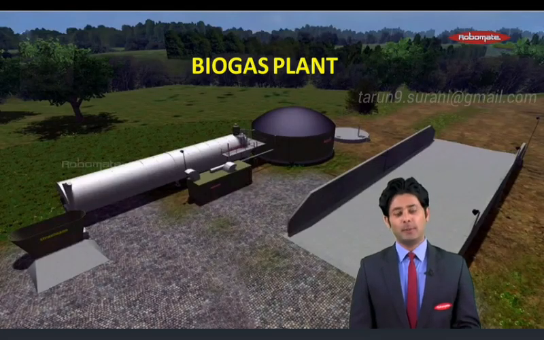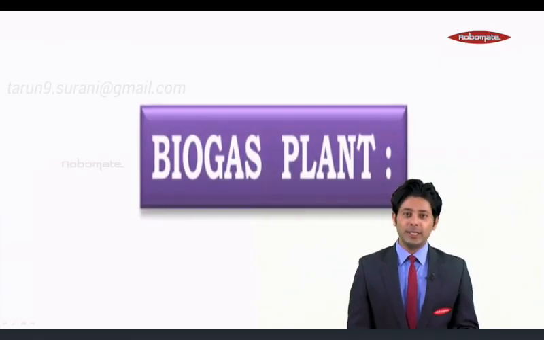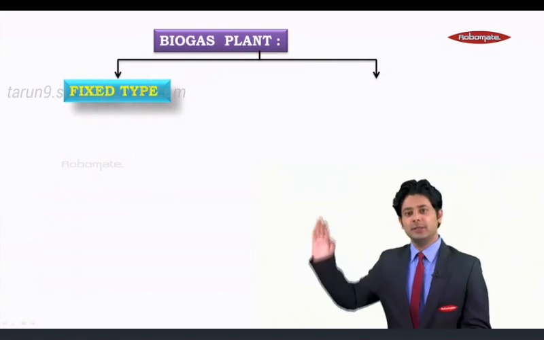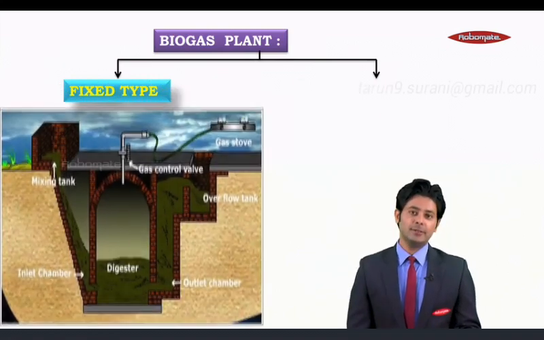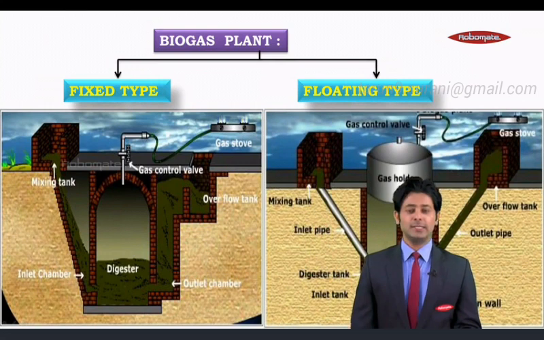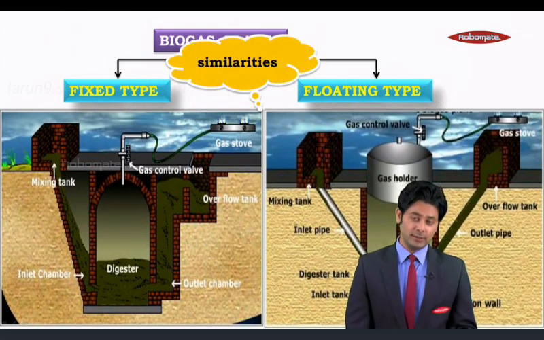Let's study about biogas plant. It is of how many types? Two types. The first is the fixed type and the second is the floating type. Now let's understand the similarities between them.